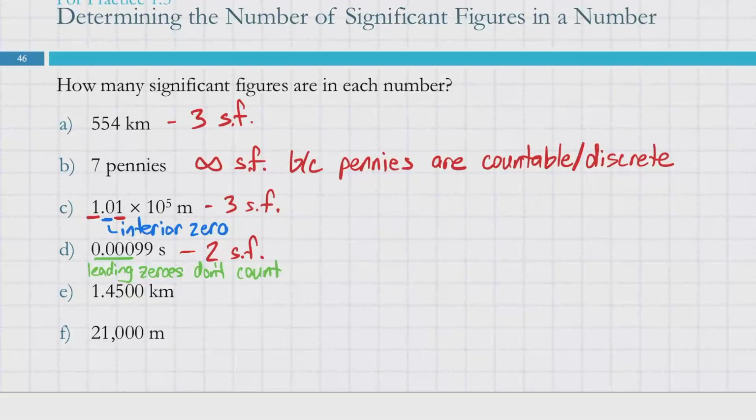We do have to keep them there, but they're not significant figures. What about 1.4500 kilometers? This one's going to be 5. We've got our 3 non-zeros, and then we also have trailing zeros with a written decimal place. Okay, and then F, 21,000 meters. Ambiguous. It is ambiguous.